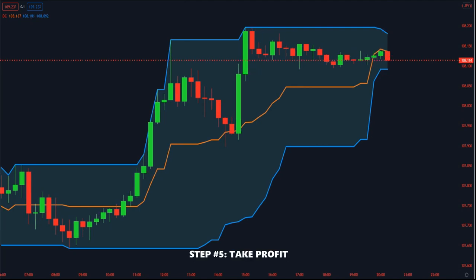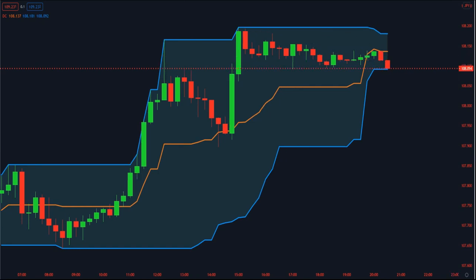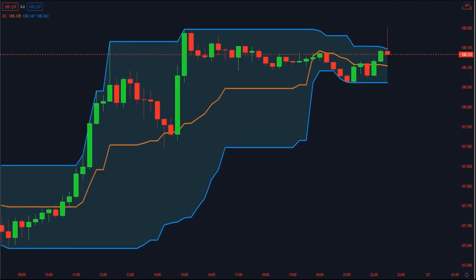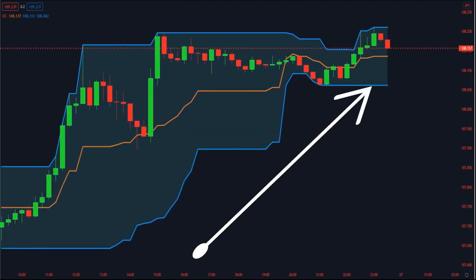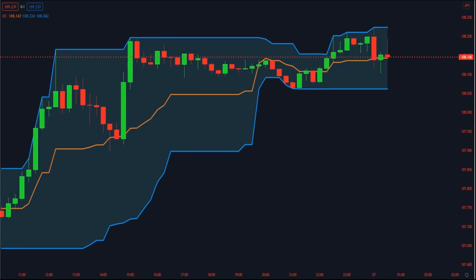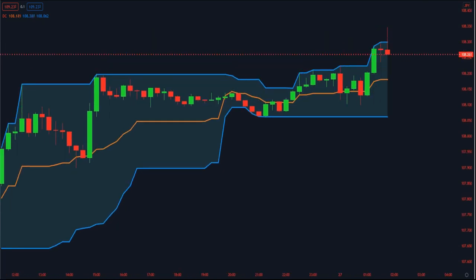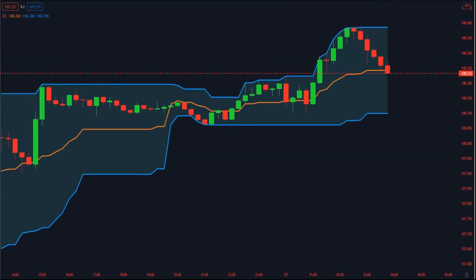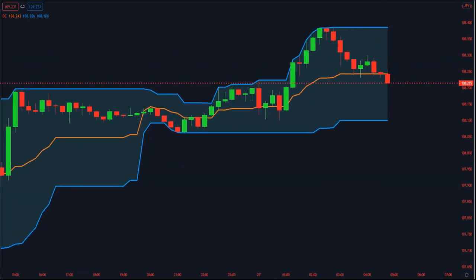Step number 5, take profit at the end of the day or if you want to ride the trend. The beauty of the Donchian trading strategy is that you can apply multiple exit strategies so you can maximize your profits. Now that we know that the supply and demand balance is skewed to the upside, we can expect buyers to step in on retracements faster than they have before. This can indicate that we'll have a buy explosion to the upside.